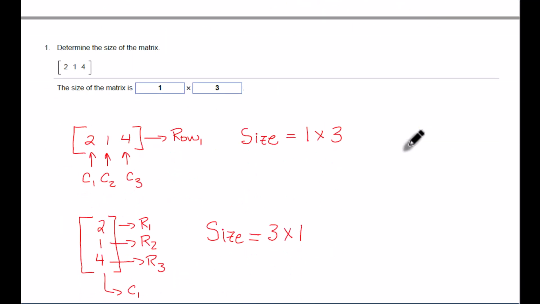All right, in question 1, they say, what is the size of this matrix that we're looking at? Well, let's see. It's got 1 row, just 1, and then looking across, 1, 2, 3 columns, and so it is 1 by 3. If I flipped it around and wrote 3 by 1, it would look like this. 1, 2, 3 rows, but just 1 column.